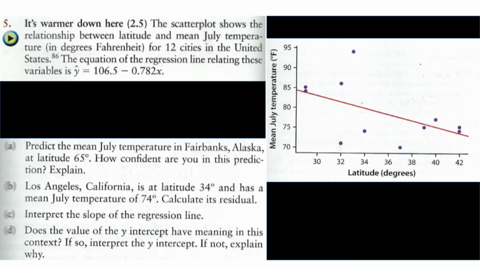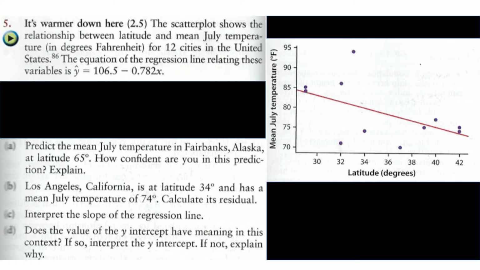Alright, so in this problem, it tells us that the scatter plot to our right shows the relationship between latitude and the mean July temperature for 12 cities in the United States. The equation of the regression line relating these variables is y hat is equal to 106.5 minus 0.782x.